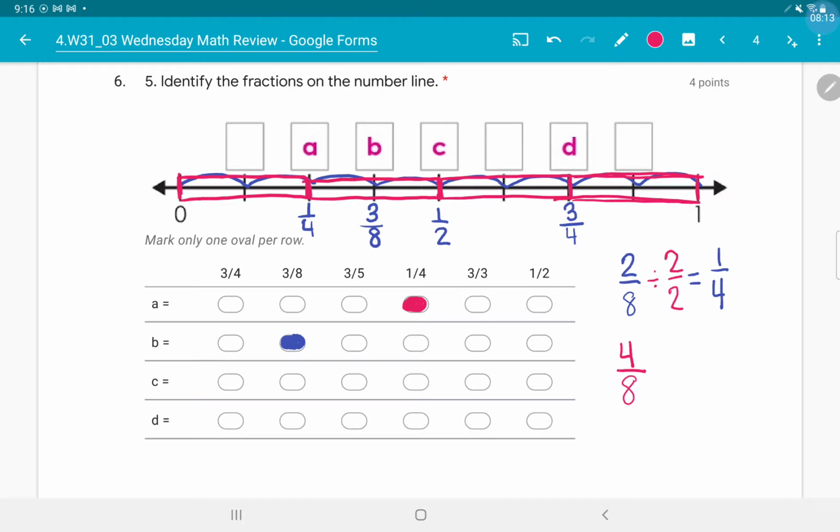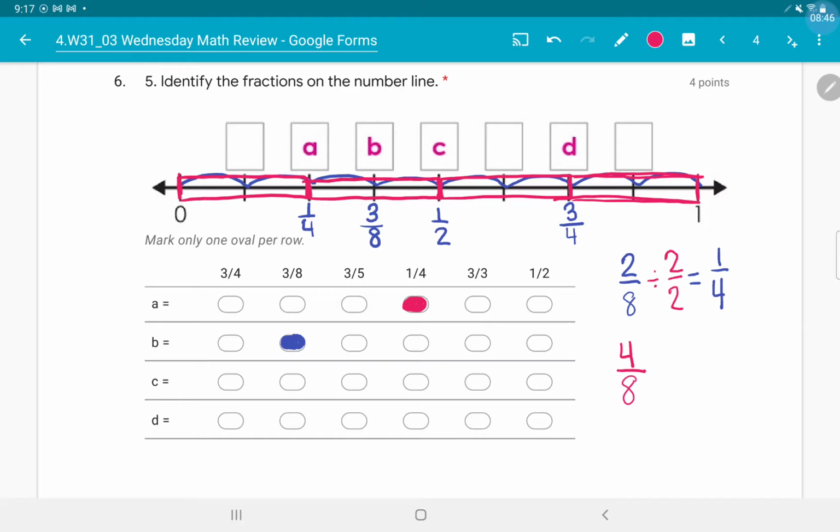How many 4s does it take to make 8? 4. Wait. What's 4 times 1? 4. It's 4 times 2. Okay. So is 4 half of 8?